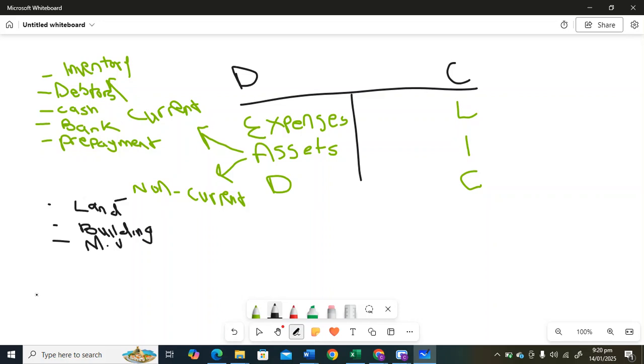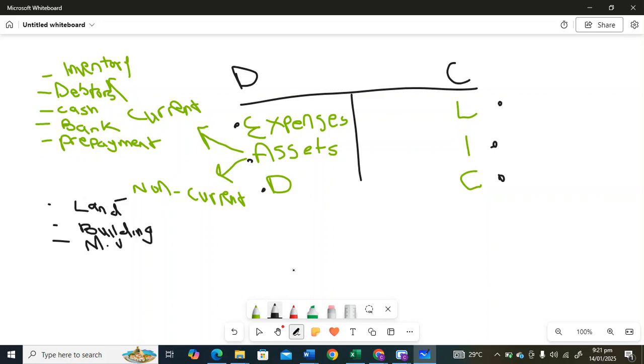Okay. So I forgot to mention one thing. These accounts, expenses, assets, drawings, liabilities, income or revenue and capital. These are the major accounts you're going to be dealing with in this course. Okay. These 6 accounts. There are more, but these ones you're going to be dealing with a lot.